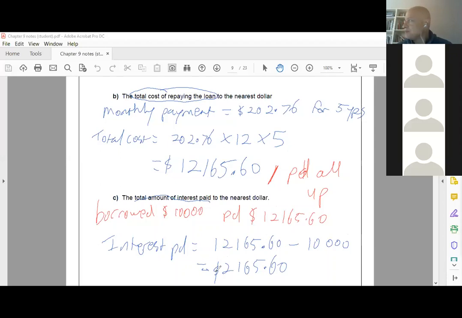Any questions there? Yeah, I've got one. For part B and C, it says to the nearest dollar. So wouldn't you have to round? Yes, I didn't even read that. 12,165.60 to 12,166? Thank you very much. That makes the interest rounded to 2,166. I did read it, but forgot all about it. If they didn't say that, I would be right, but in the exam, I would be wrong. They would mark me wrong, so I would have had to round it. Thank you very much.